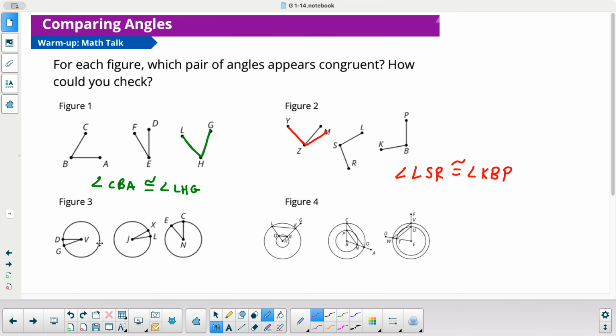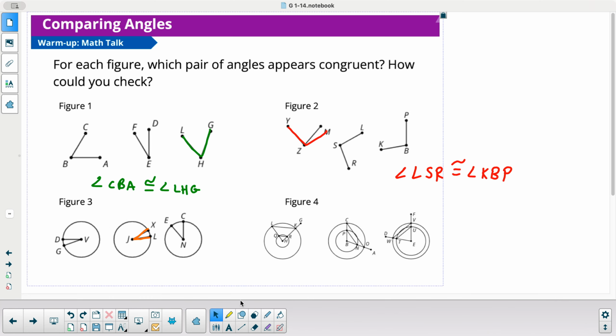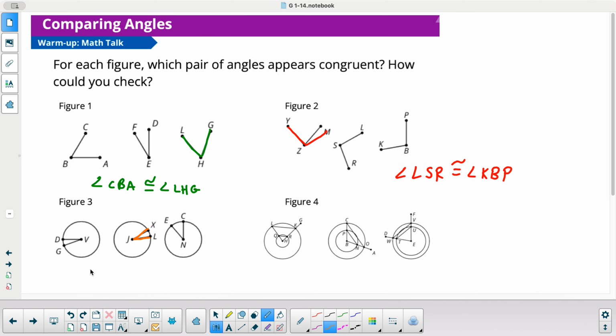Okay, over here you can tell that the two smaller ones are congruent. You can tell that they're the same. So over here, I'm just going to use one letter. I'm going to say angle V is congruent to angle J. I can use one letter if there's only one angle there.